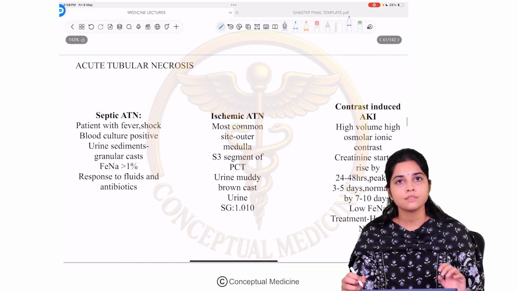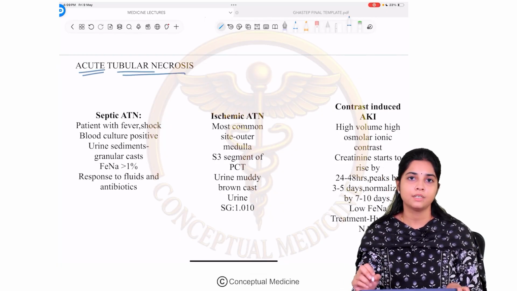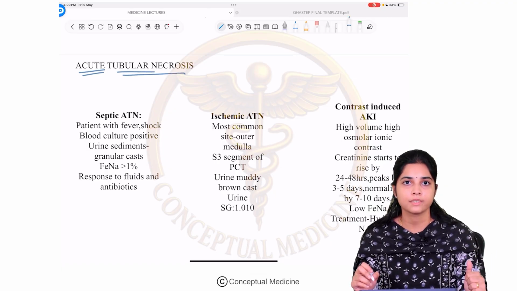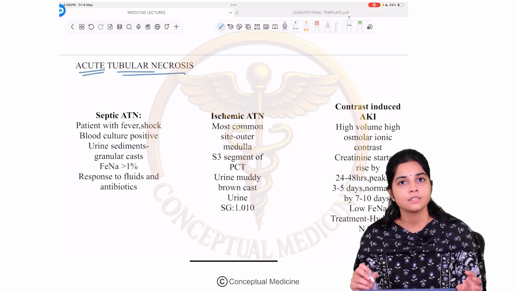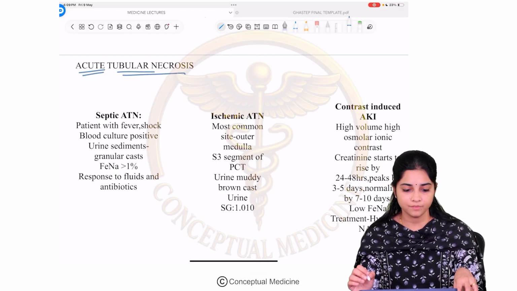Now, let us go to acute tubular necrosis. Now, in this, what we are going to learn is we are going to understand how each cause for acute tubular necrosis presents. How do you analyze the patient, what are the tests you will do and what is the treatment. Okay, so this is what we will be looking at.